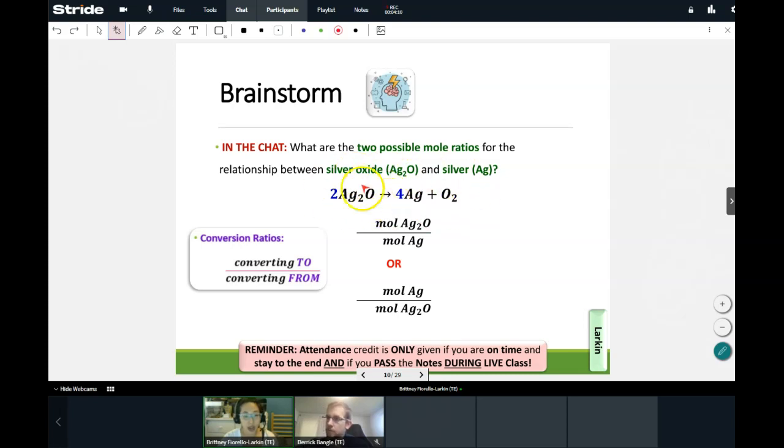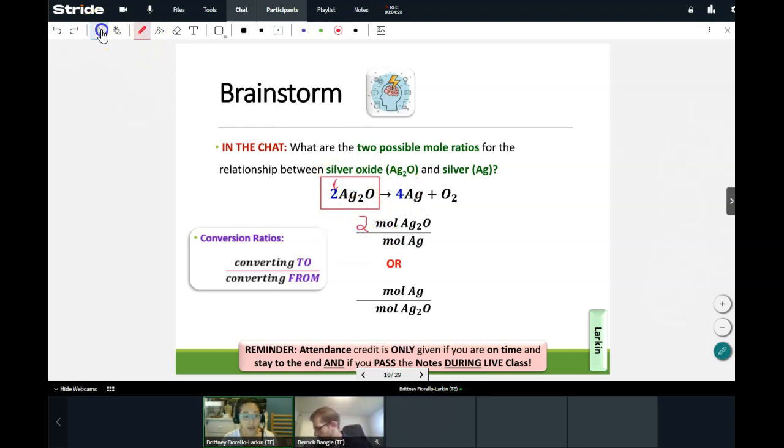So taking a look here, moles of silver oxide. How many moles of silver oxide do you see in this equation? Take a look at its coefficient, the big number in front, and tell me in the chat. How many moles of silver oxide do you see here? Yes, awesome. We should see right here 2, perfect.